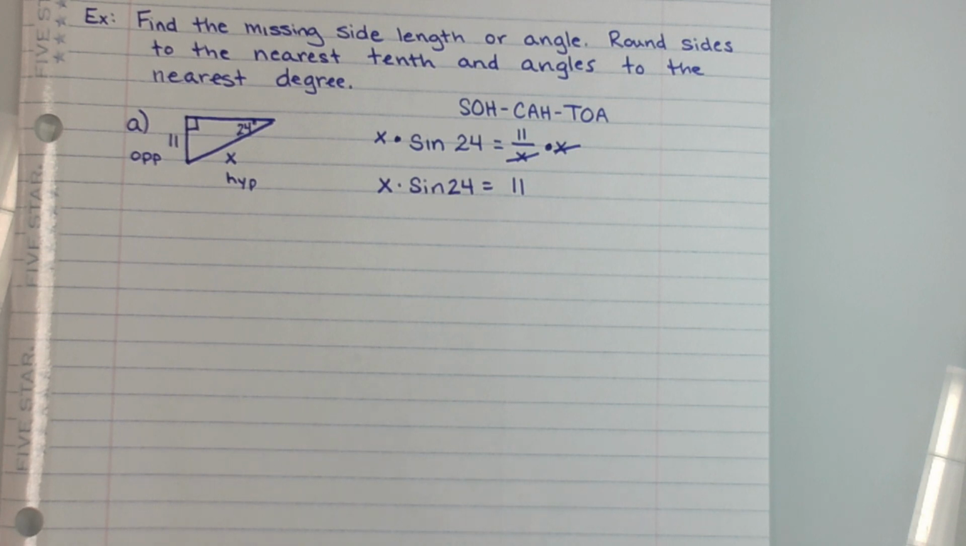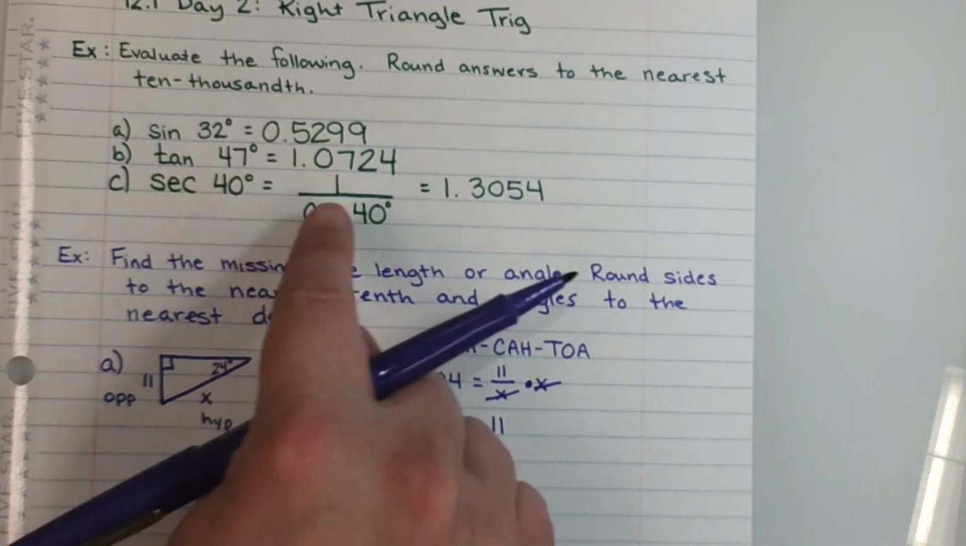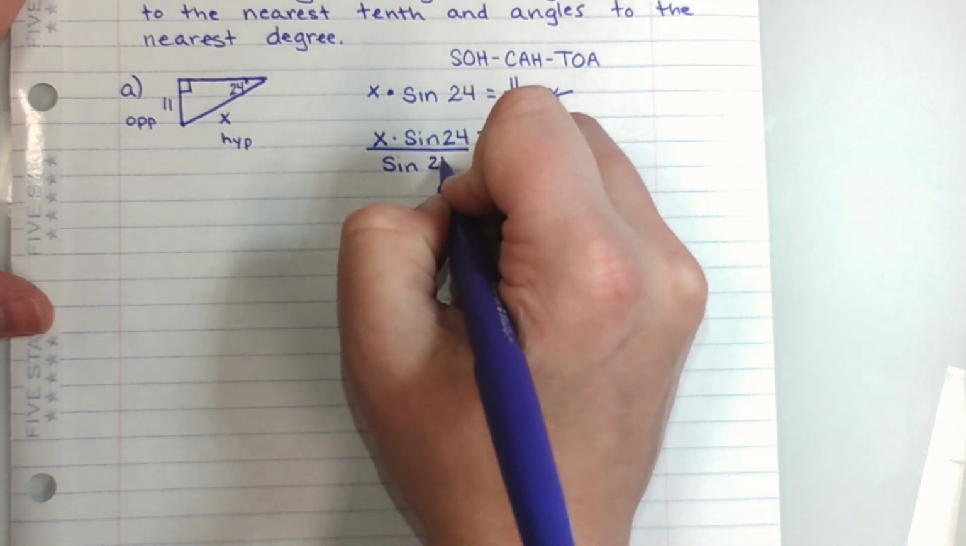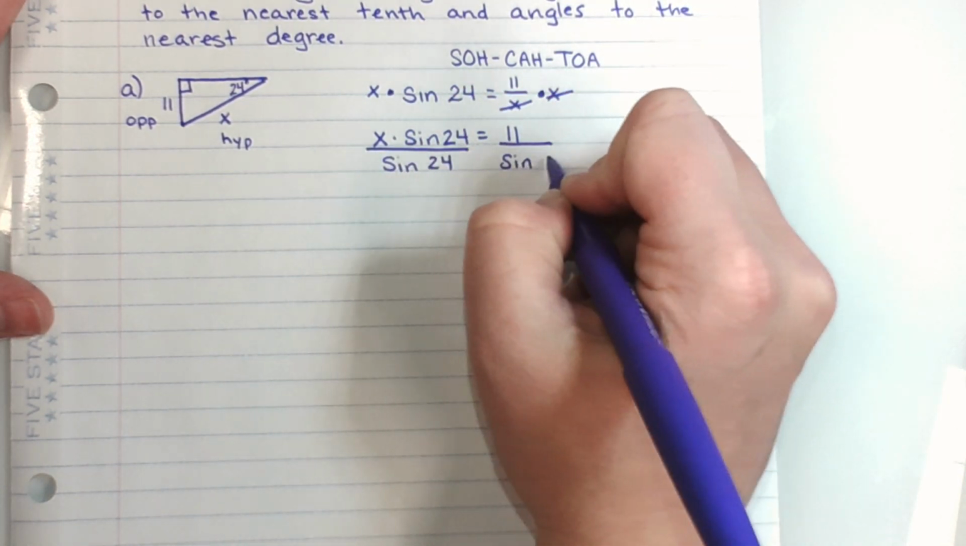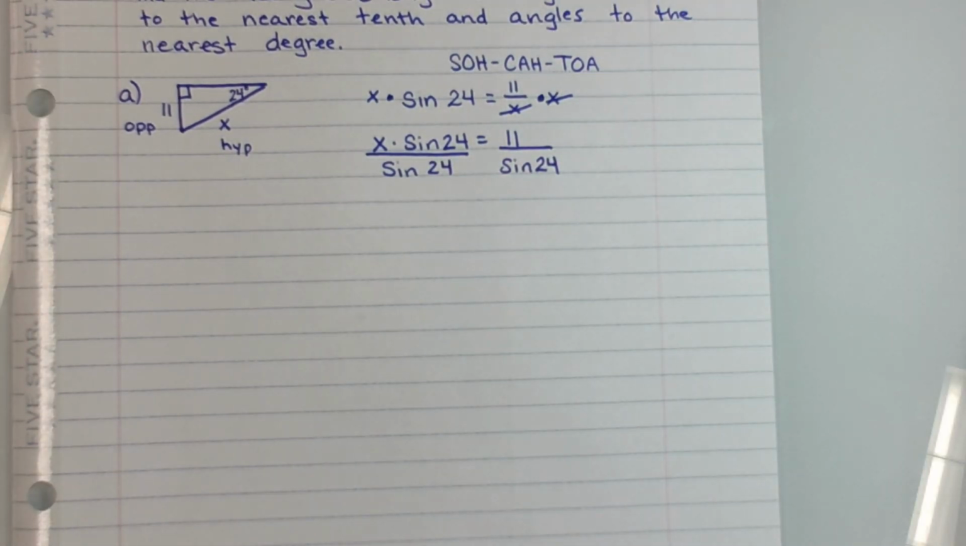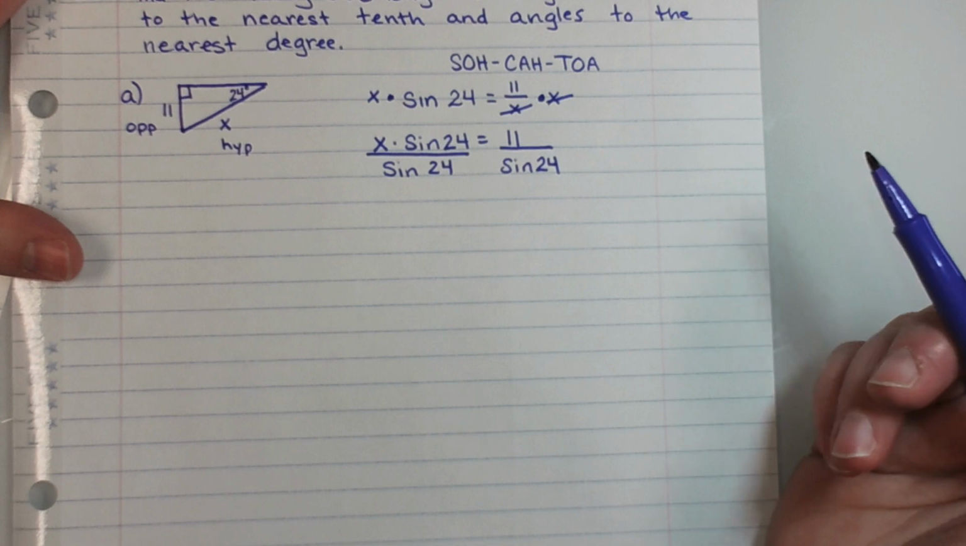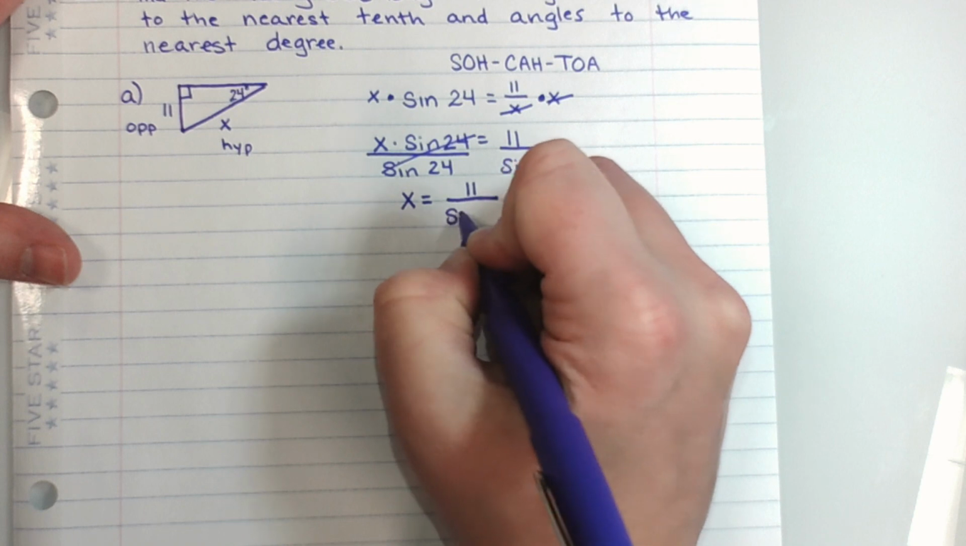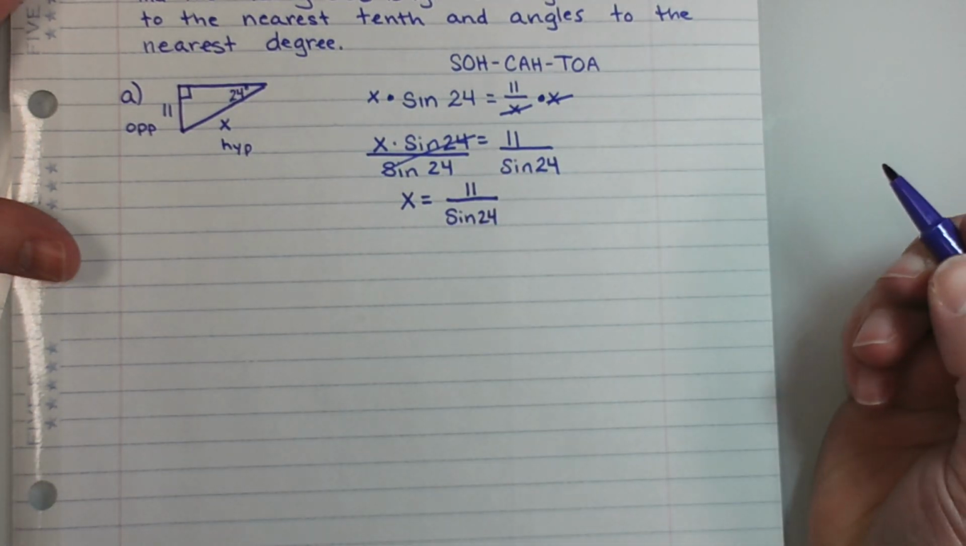X is not alone. X is being multiplied by sine of 24. To undo multiply, you divide. Sine of 24 is just a number. It's an ugly decimally number, but it is a number, which means if it's being multiplied by something, you can divide by it. That's just fine. But when you are dividing by trig, you must divide by the trig with its angle. Those do not get separated, so you're dividing by sine of 24. You can't just divide by sine. So x is whatever 11 divided by sine of 24 is. That's calculator friendly.